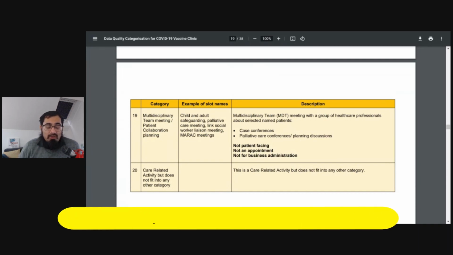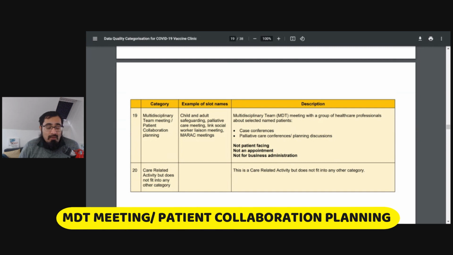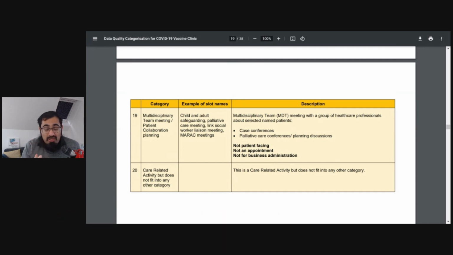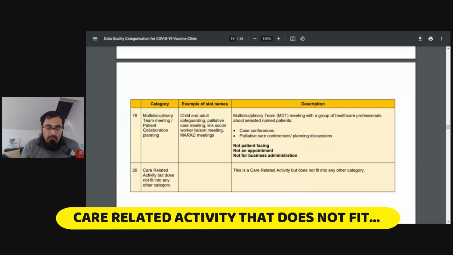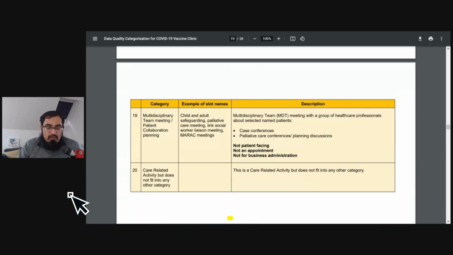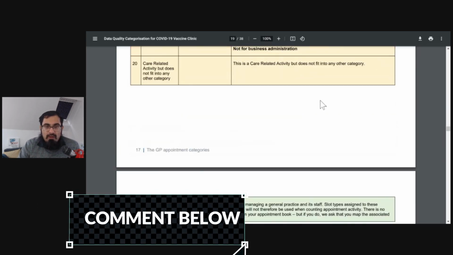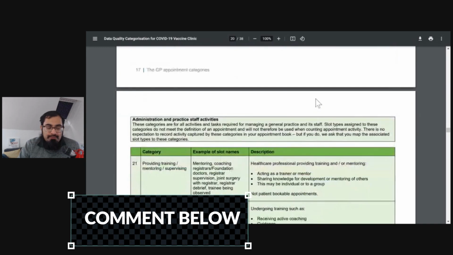Number 19 is multidisciplinary team working and patient meetings and collaborations and stuff. So this is your audits, your adult safeguarding meetings, your child safeguarding meetings, palliative care work, MDTs, that kind of stuff. Really important that we do these. I think they have real benefits. And obviously capturing the amount of time we're having to spend on these, I think is really important and useful. And then they've got care-related activity that doesn't fit into something else. So, if it doesn't fit into one of those two categories, whatever it may be. Again, tell me if you figure out something that doesn't fit into those two categories.